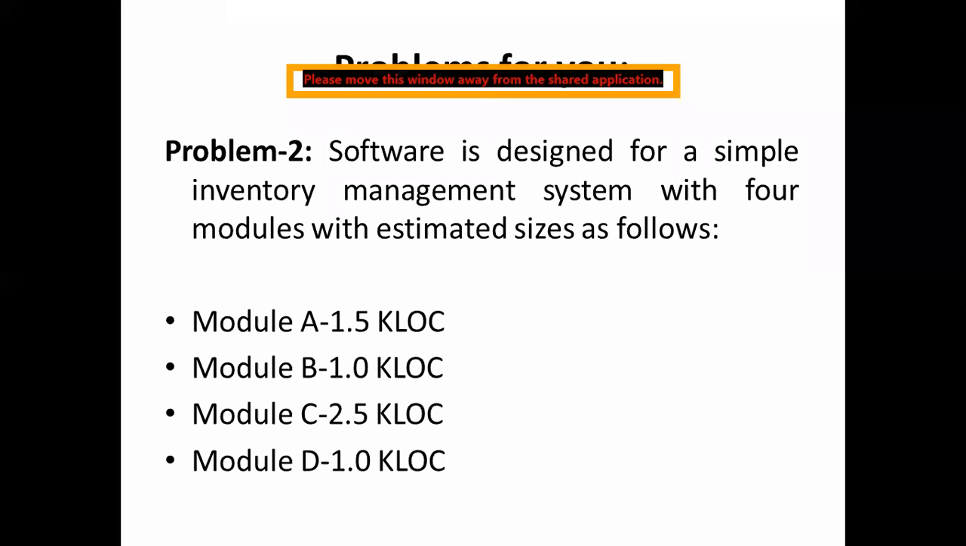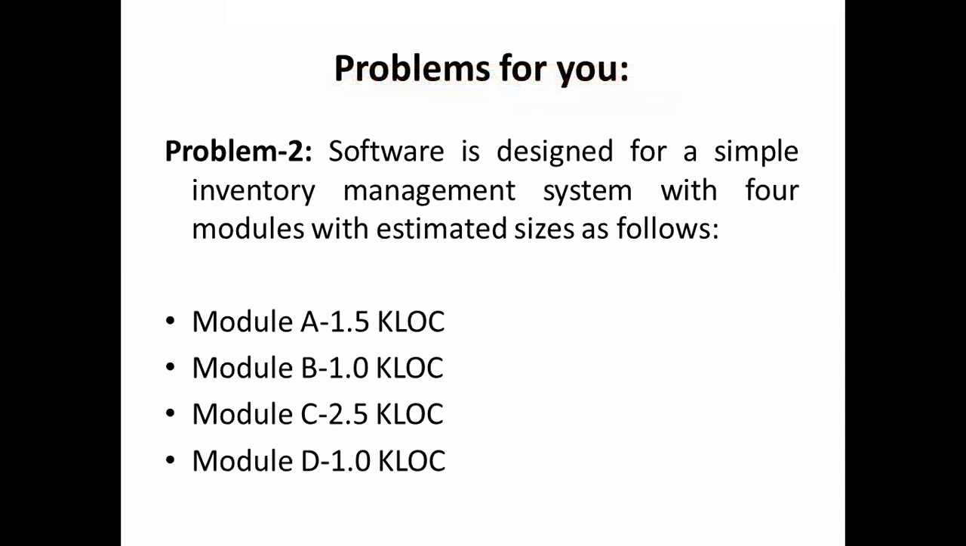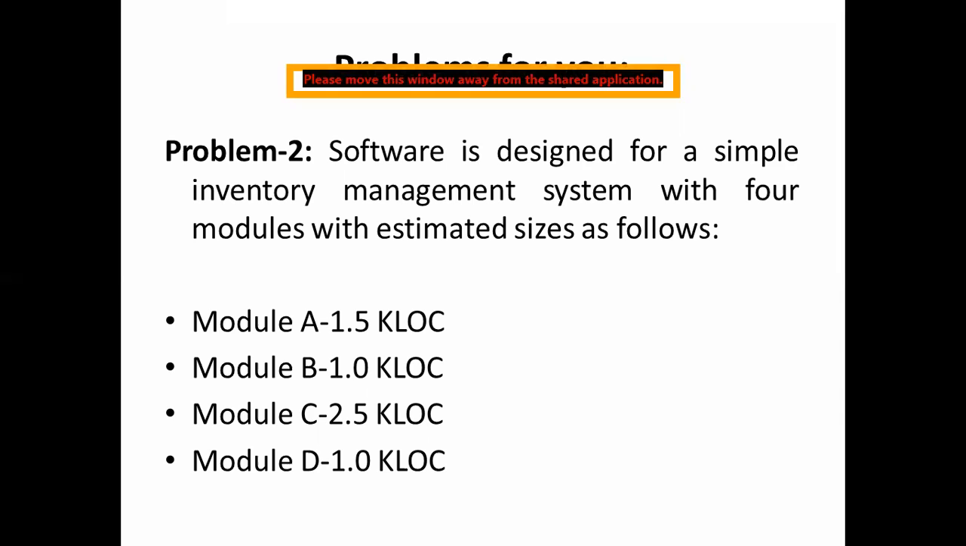In this case, just go through this. Software is designed for a simple inventory management system with 4 modules with estimated sizes as follows. Here different modules are given, A, B, C, D. Module A is 1.5 KLOC. The same unit, no problem at all. KLOC or KDLOC, K is 1000, D is delivered lines of code, or sometimes lines of source. So in this problem there are 4 modules.